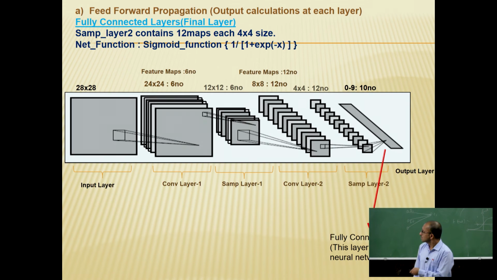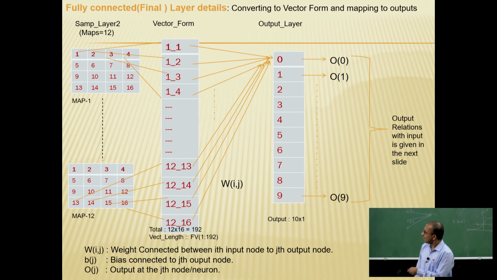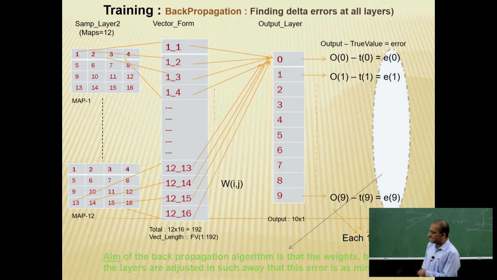Now the question is the error. After this you have the error here. How do we back propagate? That is the next question. How do we back propagate the error? We will see a little bit. I will not get into the details again, but I will give you an idea.